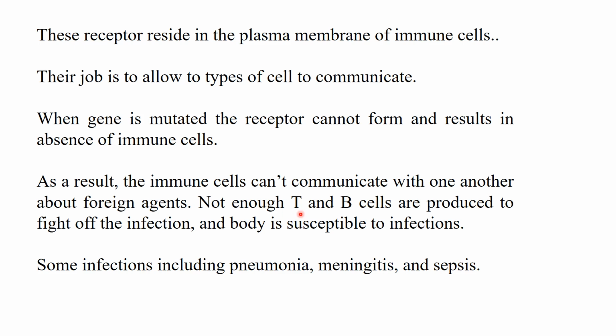T cells और B cell immune cells के बहुत important components हैं. T and B cell are the part of the adaptive immunity. T cells mainly cell-mediated immunity में help होती है और B cell mainly involved in the humoral immunity. Some infections including pneumonia, meningitis, sepsis will occur as the result of the deficiency of this IL2 receptor protein.